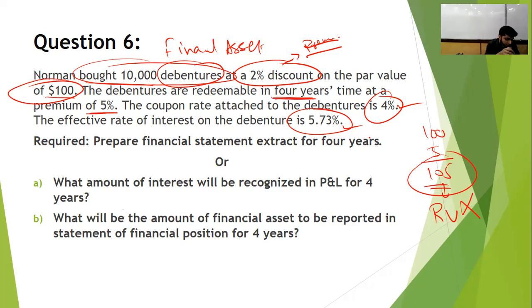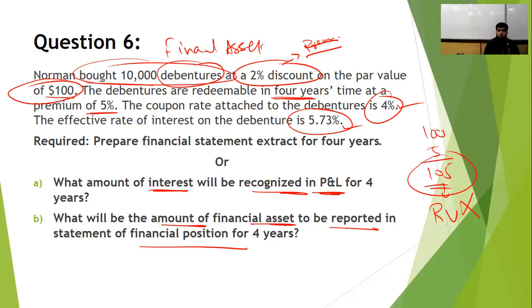Now let's identify the requirement, that is to prepare the financial extract for 4 years, or the examiner may specifically ask what amount of interest to be recognized in P&L for 4 years and what amount of financial asset to be reported in the balance sheet for 4 years. We need to calculate the income statement and balance sheet items. But one thing is, which category are we going to apply in this question? Either amortized cost, fair value through OCI, or fair value through P&L.